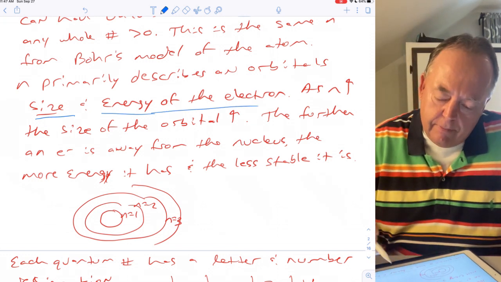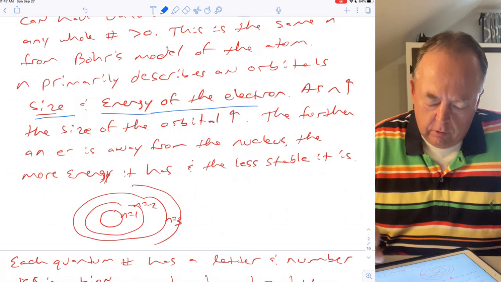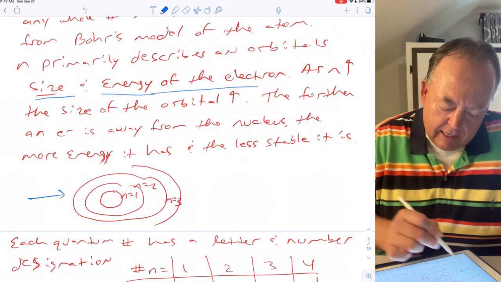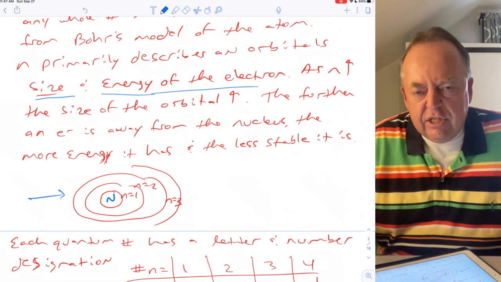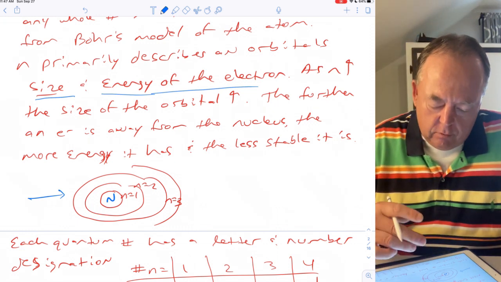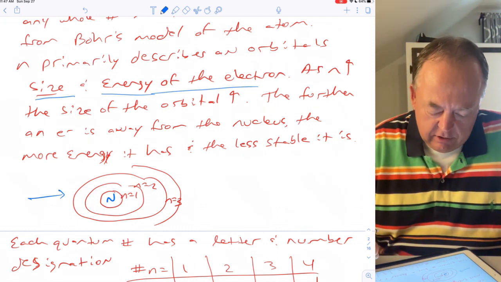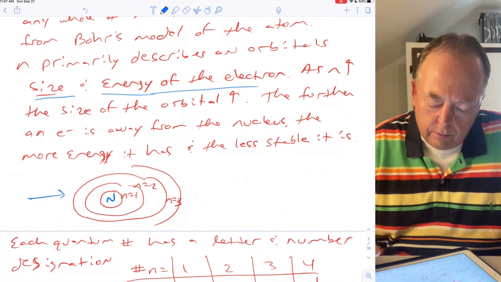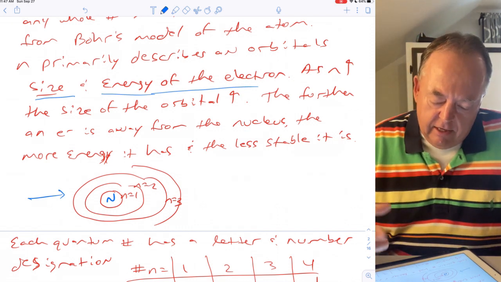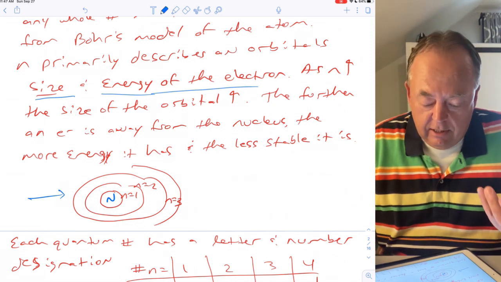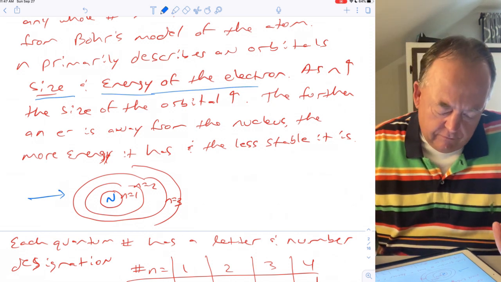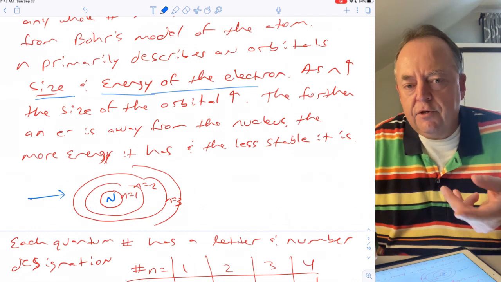So as N goes up, right, the size of the orbital goes up. So we looked at the Bohr model in the last lecture, right? So this is the nucleus of the atom, and then you have shells. And so N represents the different shells. So as N goes up, the size of the shell or orbital goes up, and the energy of the electron goes up. So the most stable place to put the electron is in the first shell. So if it's in the second or third shell, then the electron is less stable.